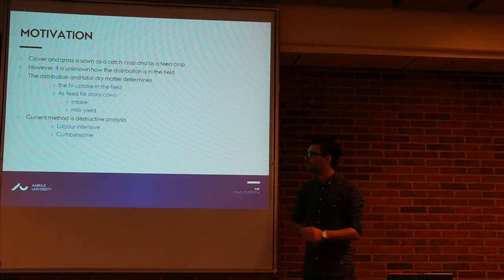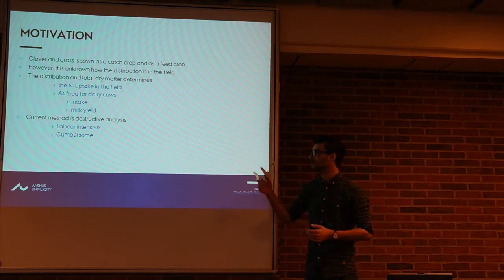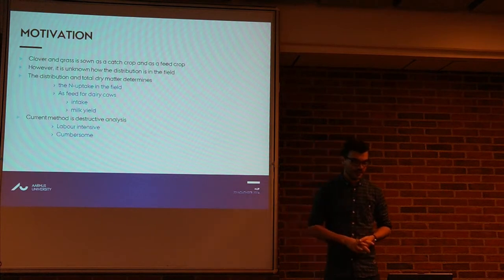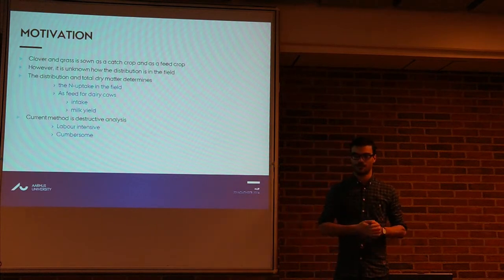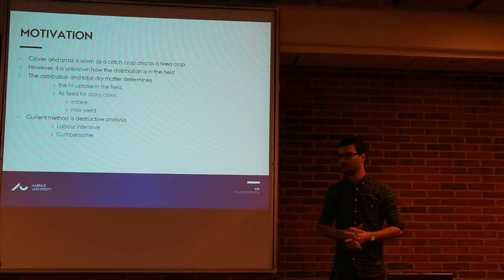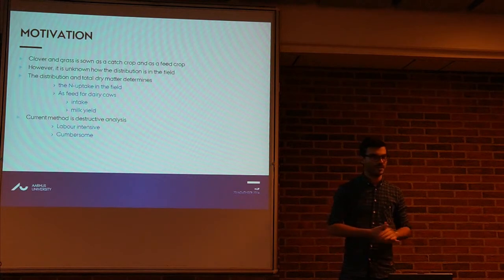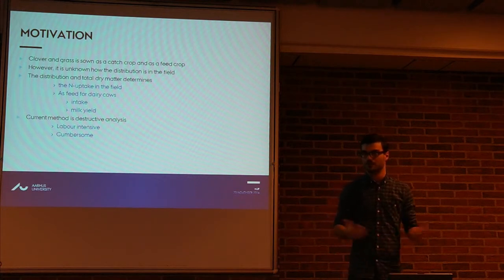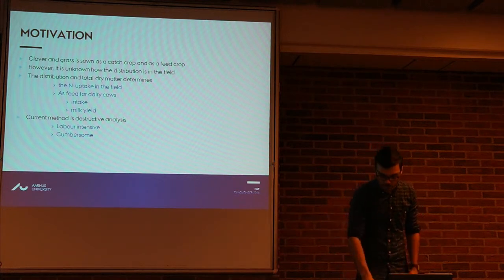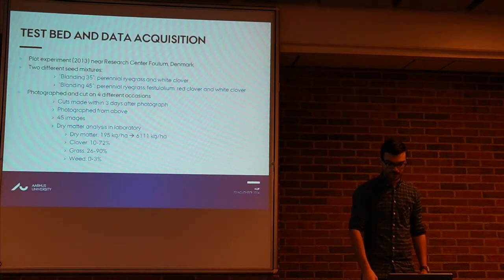The current method to determine the distribution is destructive analysis, where you cut a subsample of the field, take it to your laboratory, divide the species you want to know about, and then do a dry matter analysis. It's very cumbersome and takes a lot of time, and it's not ideal if you want to do it on a whole field, but it's alright for small plot experiments.